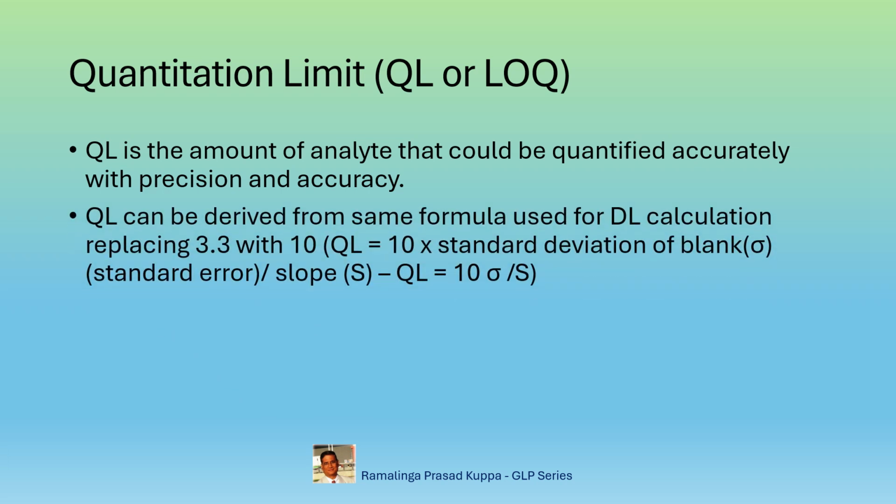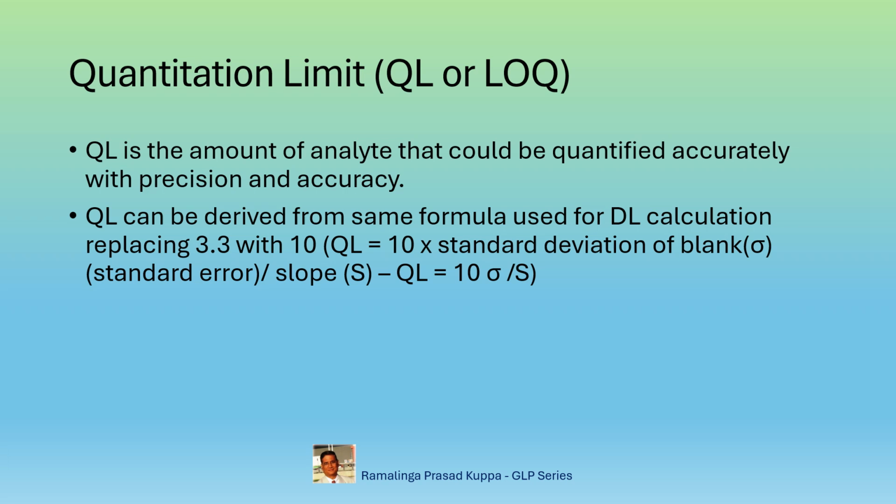QL can be derived from the same formula used for DL calculation, replacing 3.3 with 10. That is, QL is equal to 10 multiplied by standard deviation of blank or standard error sigma divided by the slope S. So QL will be 10 multiplied by sigma divided by the slope S.